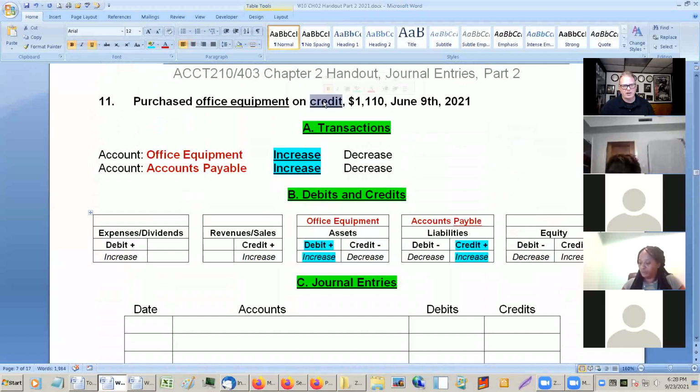By the way, they say they bought this on credit. That's what they're talking about. Accounts payable is going to be a credit. When they say they bought it on credit, this is it. The accounts payable is getting credited. In other words, accounts payable is going up.